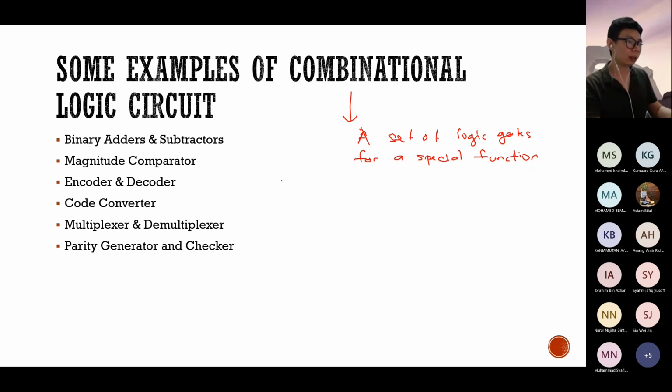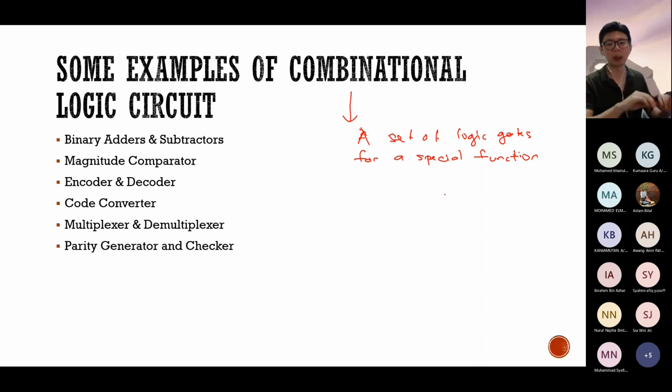All right, so as I was saying just now, in chapter 6 we are going to talk more about combinational logic circuits. So what is a combinational logic circuit? A combinational logic circuit is nothing but a set of logic gates for a special function. They're connected together in some fancy way to perform a specific function.